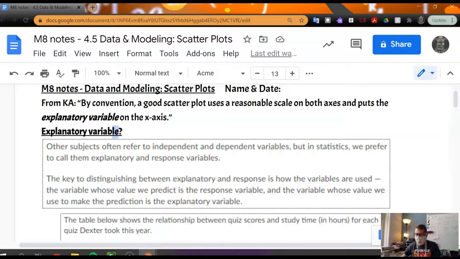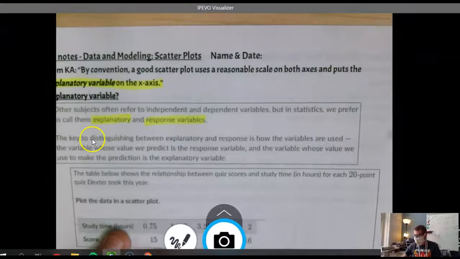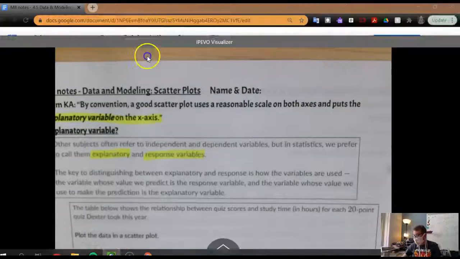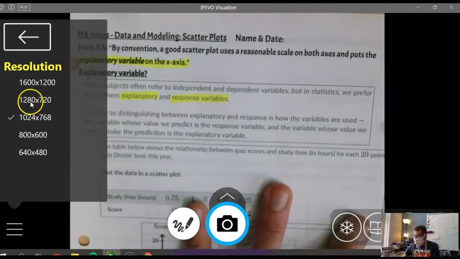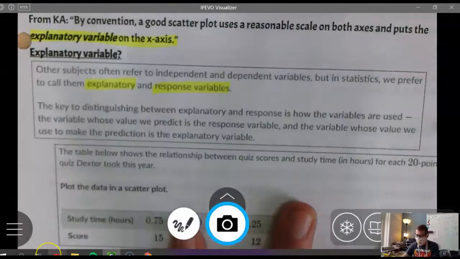Oh, you can't see what I'm doing because I'm showing you the actual doc. So if you're going to highlight some stuff, because I would. Changing my ratio.